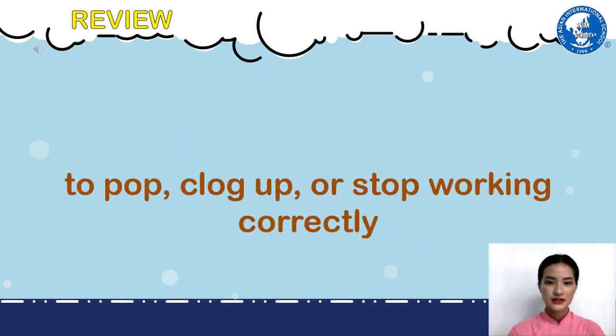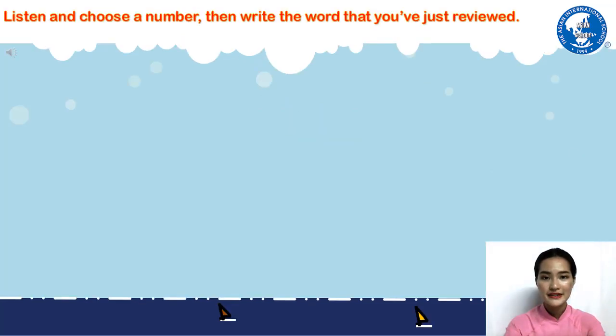And the last one. To pop, clog up, or stop working correctly. What's that? Sputter. Again, everybody. Sputter. Alright, everyone. Let's move on with the next part of the lesson. Listen and choose a number. Then write the word that you have just revealed.